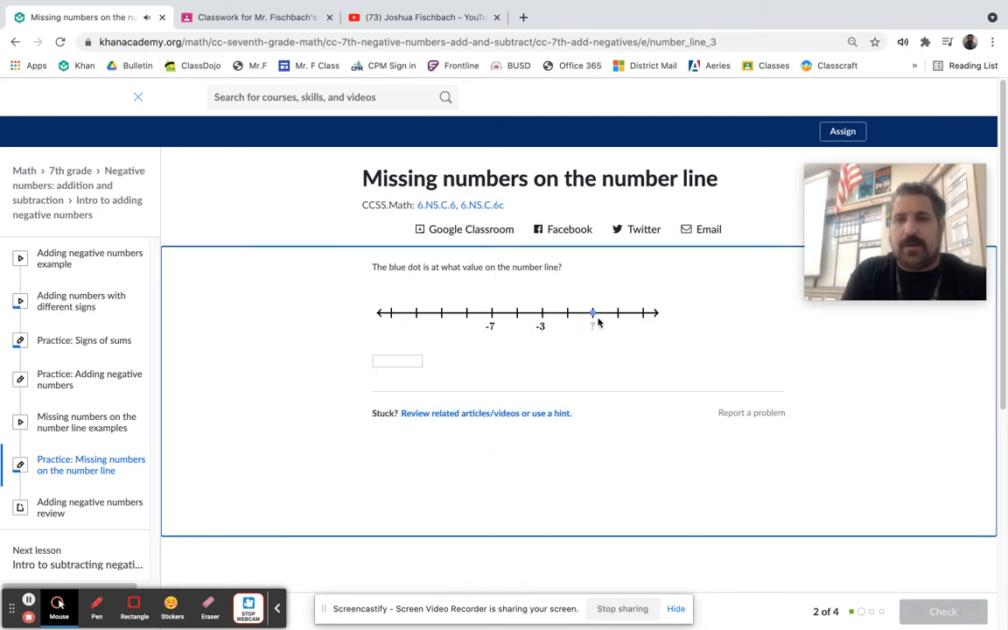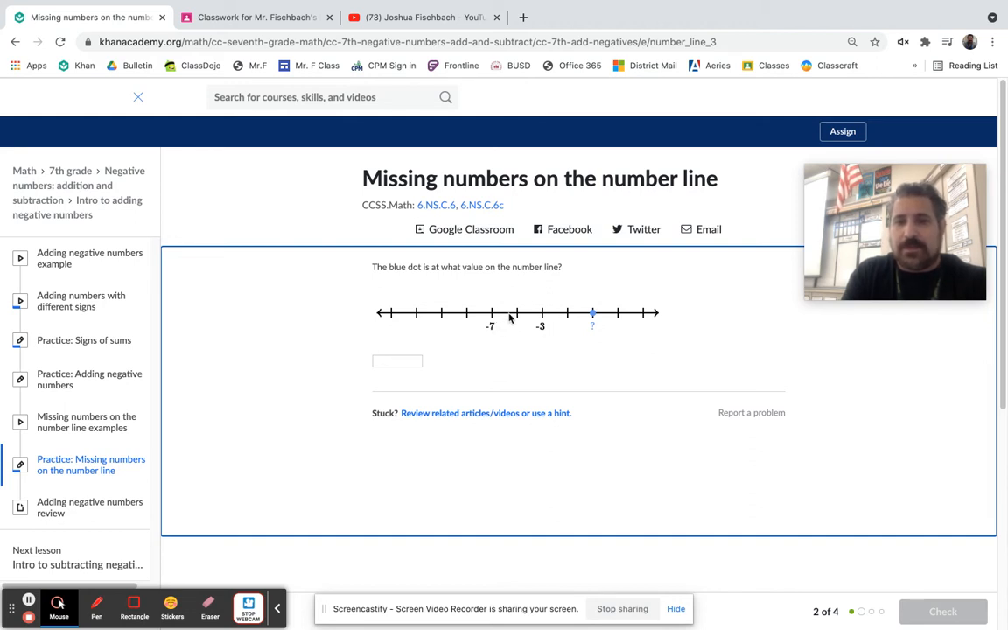On this one here, it's left to right. To the left is getting smaller, to the right is getting bigger, to the left is negative, to the right is positive. So we ask ourselves, what's the distance from -7 to -3? Well, that's a distance of 4, right? So if you add 4 to -7, you're going to get -3.